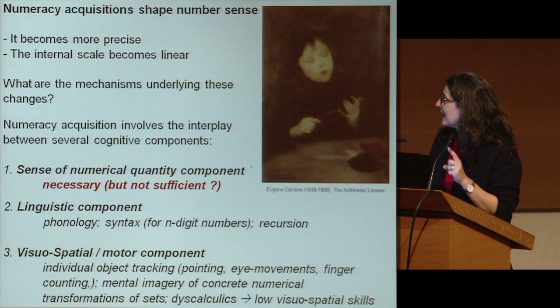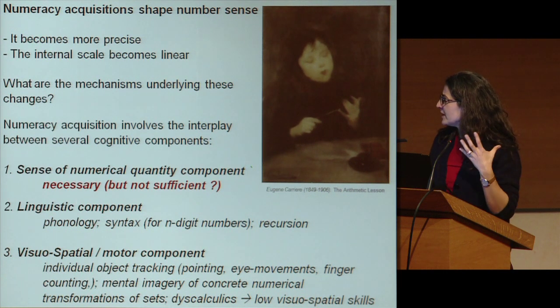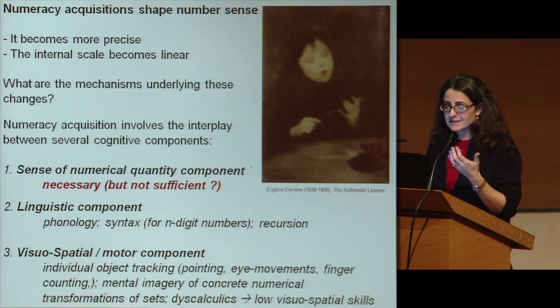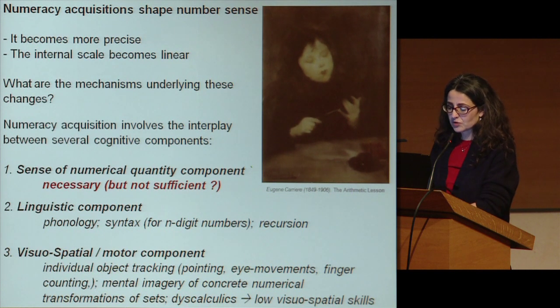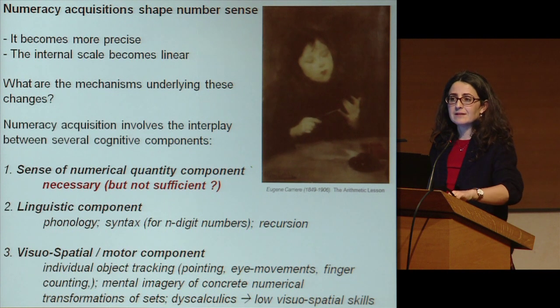They use pointing, eye movement, finger counting, and maybe also some mental imagery component where they simulate the concrete numerical transformation of sets to find out the result of a symbolic addition or subtraction operation. Indeed, quite a lot of research in the dyscalculia literature shows that not only do dyscalculics have impaired number sense, but also very often they show low visuospatial skills.